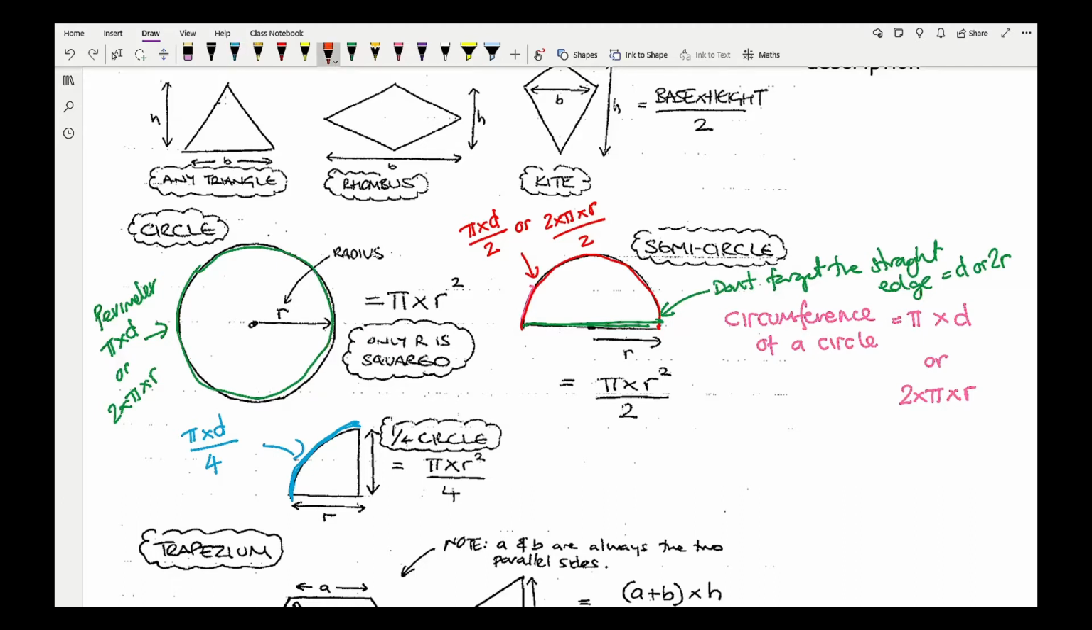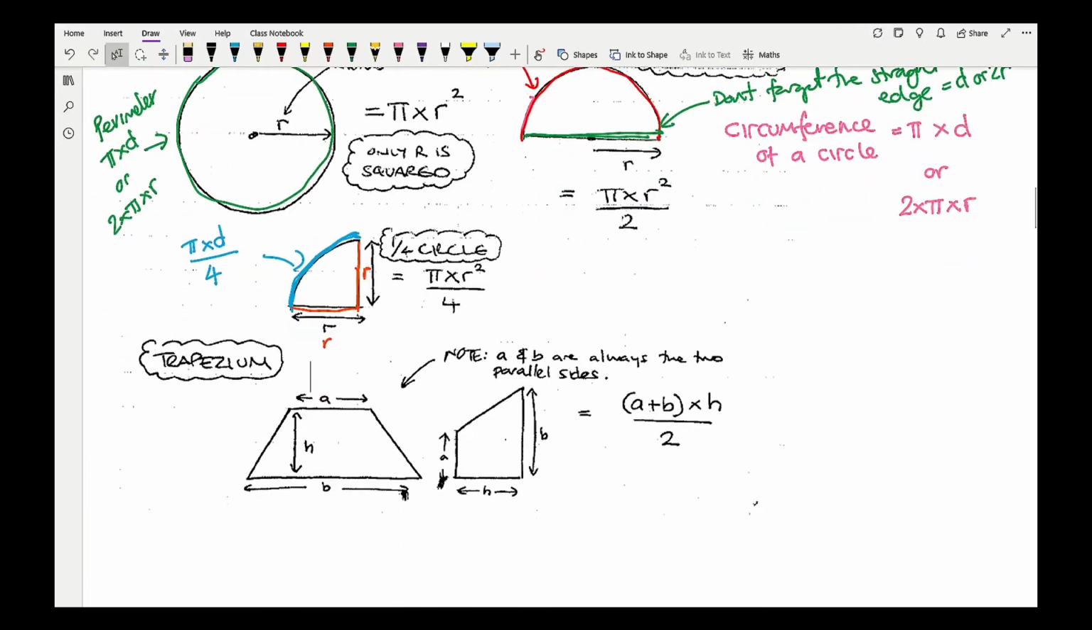The other key thing to remember is that when you're working out the perimeter of a quarter circle, don't forget again the 2 sides here. So that's going to be r, and that's going to be r as well. So when you're working out the perimeter of a circle, just bear in mind that there may be additional parts rather than just focusing on that curved area.